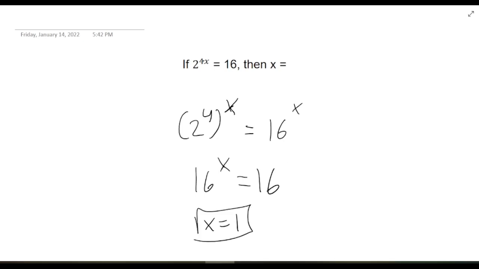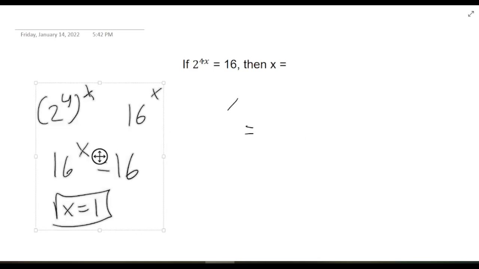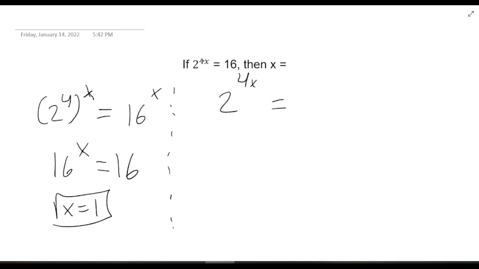The second way we can solve this, let me just move all of this over here. So the second way we can solve this is if we rewrite the 16. Let me rewrite that: 2 to the 4x equals 16. Well, if we look at 16, we can simplify it as 2 to the 4. We can recognize that 16 is 2 to the 4th power.